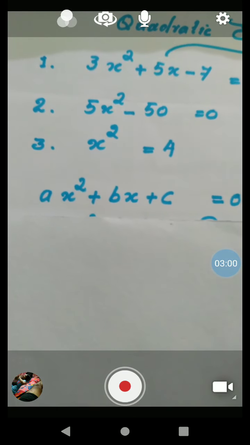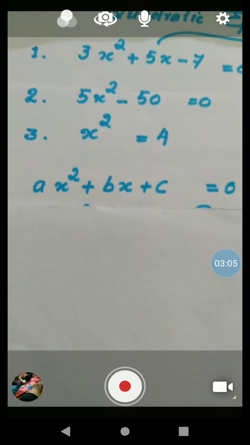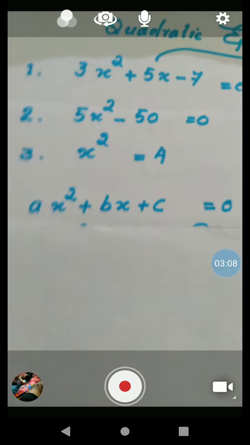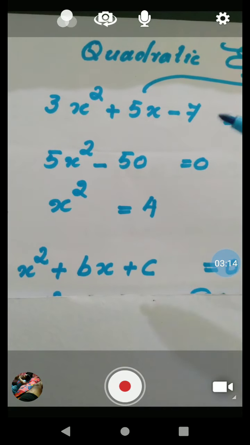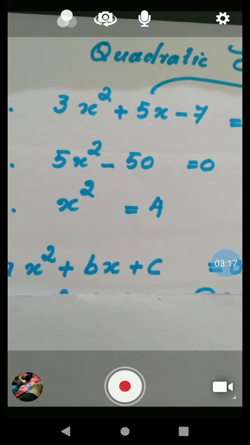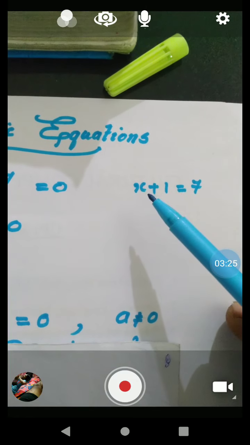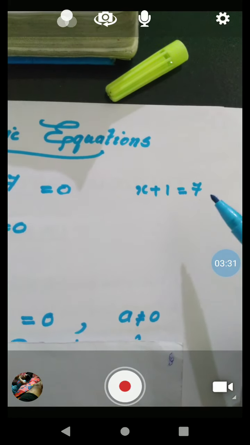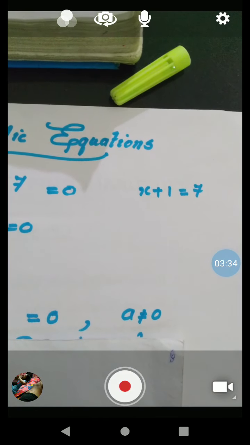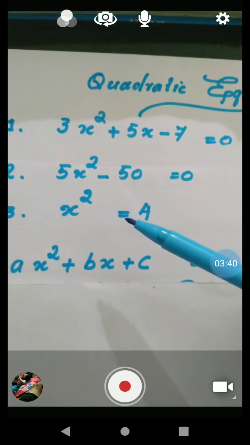Okay. And every quadratic equation gives two values of the unknown variable. That means if we solve this quadratic equation, you will get two values for x. Okay, two solutions. But when we solve a linear equation, we will get only one value. Look, x plus 1 is equal to 7. x is equal to 6. It is very clear. Only one value. But in a quadratic equation, we will get two values for x.